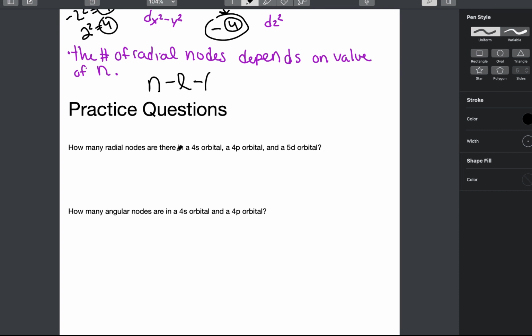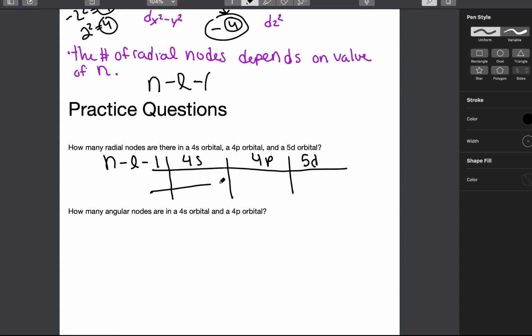Okay, so I hope you did these problems yourself. In the first question, I ask you how many radial nodes are in the 4s, 4p, and 5d orbitals. In order to answer this question, you have to use the n minus l minus 1 equation. So let's do a little chart here. We have the 4s, 4p, and 5d. And let's make that a little straighter.